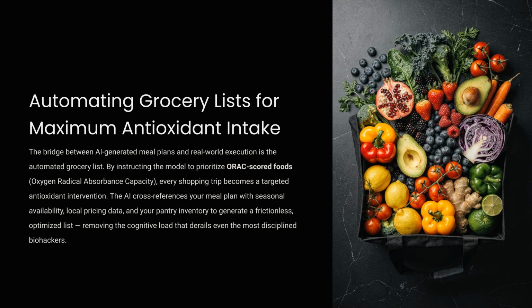Automating grocery lists is the bridge to real-world execution. Instruct the AI to prioritize ORAC-scored foods, making every shopping trip a targeted antioxidant intervention. The AI removes the cognitive load by cross-referencing your plan with local availability.